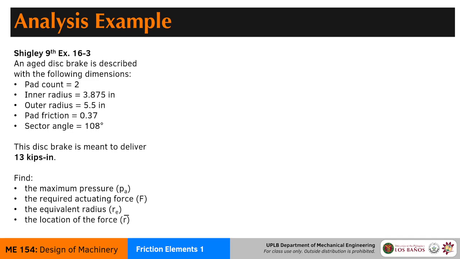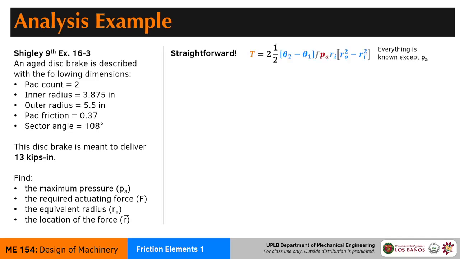So this is quite straightforward actually. If you look at the given, we don't need a lot of guesswork. We just need to plug and play for this case. Now the only difference here is that for the torque we have a new number here. We have two, but the rest is the same. And as you've noticed here, the only unknown here is the actuating pressure.